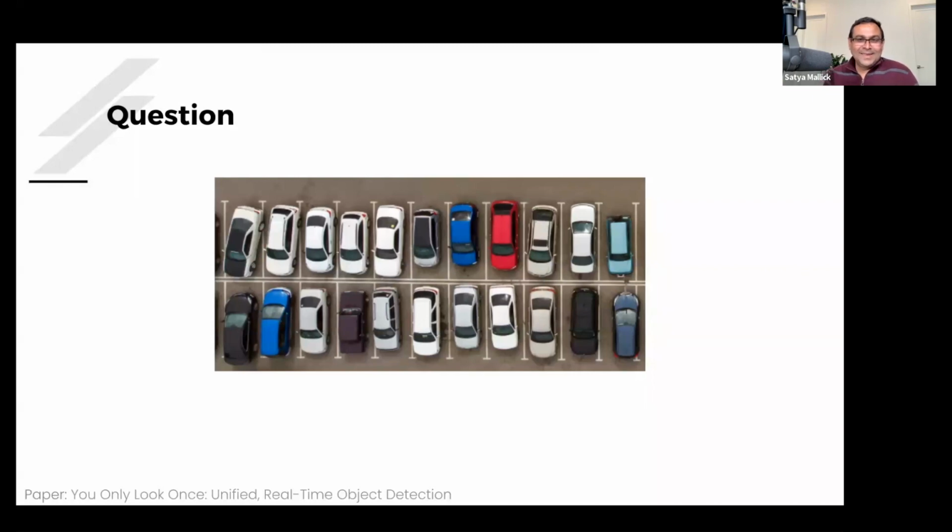And this is not a contrived example. I heard this story that somebody was trying to detect cars in a parking lot using YOLO V1, and they tried many different things. They kept increasing the data set size, thinking that if they only had the right data set, this problem would be fixed.